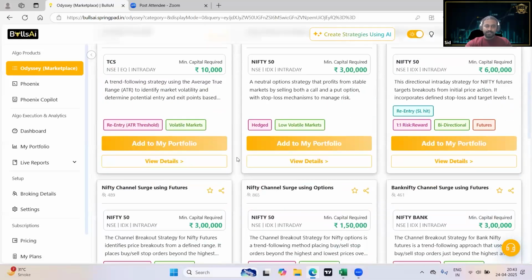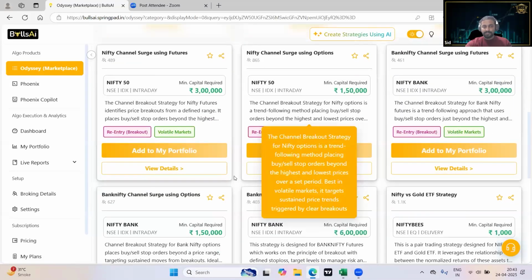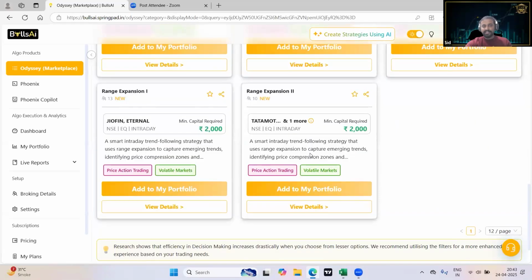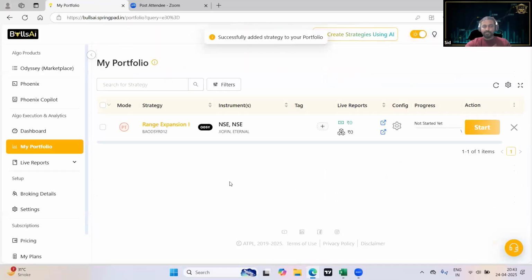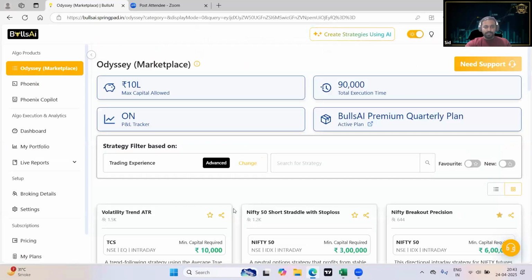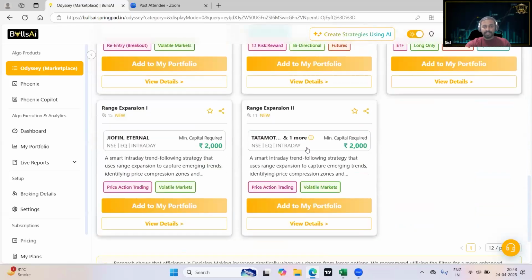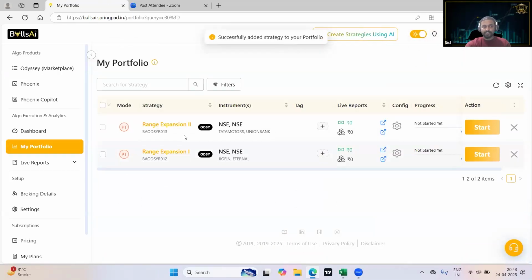Any of these strategies, as you might be aware, have detailed descriptions once you click view details, but these two have the same details because the underlying concept is absolutely the same. So what do you have to do? Once you go on Odyssey, you identify these strategies, and let's say you want to run this one, just click add to my portfolio. If you want to run both of these strategies, go ahead and click add to my portfolio on both. Then in the my portfolio section, you will see both of these strategies, range expansion 1 and range expansion 2.